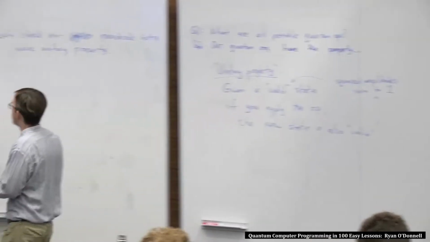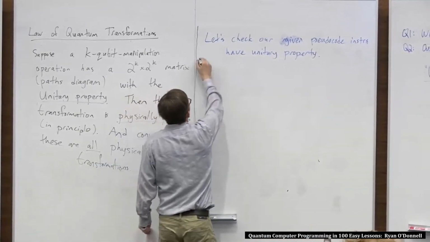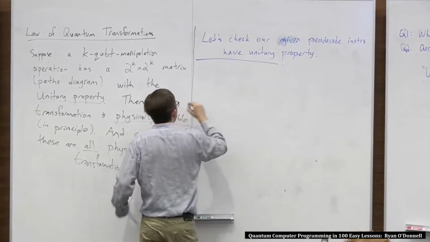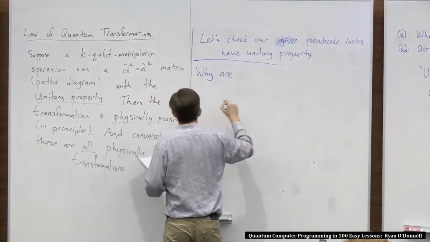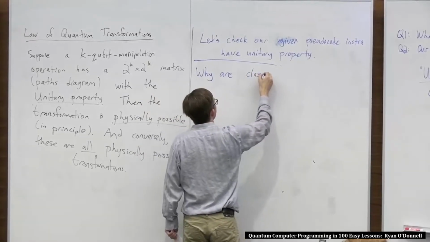So probably we'll get halfway through this check, which is fine. So let's start with this question. Why are the classical reversible instructions unitary?